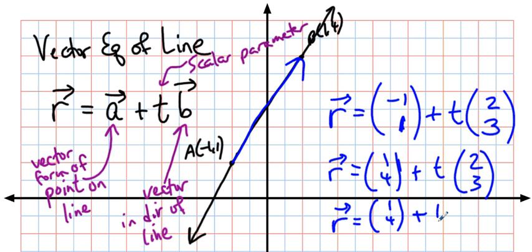Any vector in the direction of the line will work. I could use negative 2, negative 3. Or I could use negative 20, negative 30. I can use any vector in the direction of that line, anyone at all. I can use any point on the line. I can use any vector in the direction of the line.